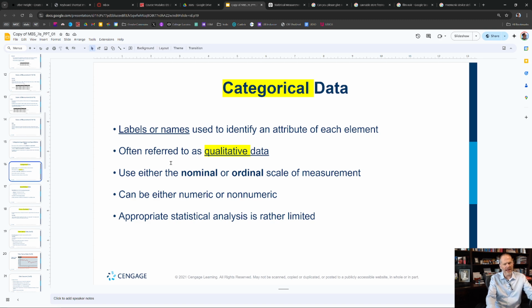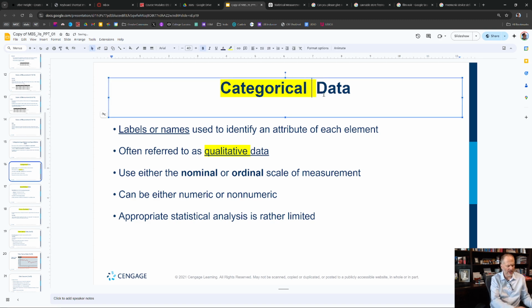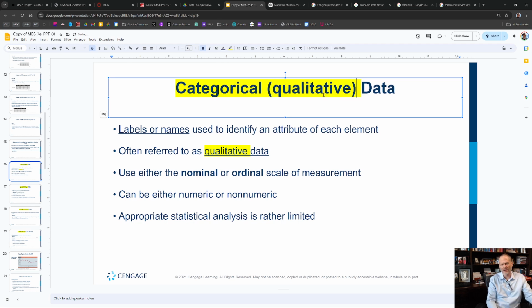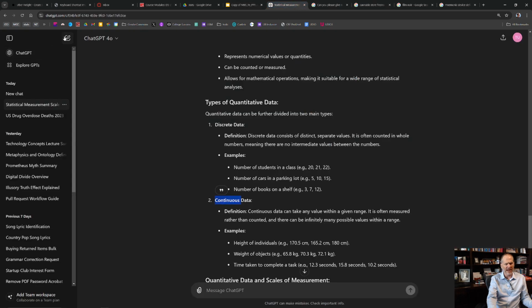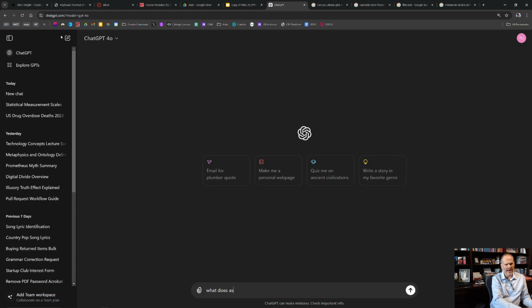So here we're looking at categorical, or again, I'm going to put here qualitative. That's the way I learned about it, and so that's the way I think about it. I like also the way qualitative, quantitative, kind of the assonance. I think that's the word, the assonance of that. So what does assonance mean? And did I spell that correctly?